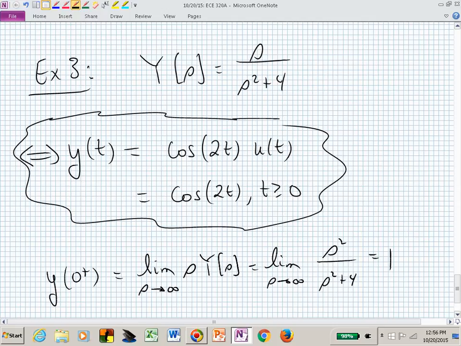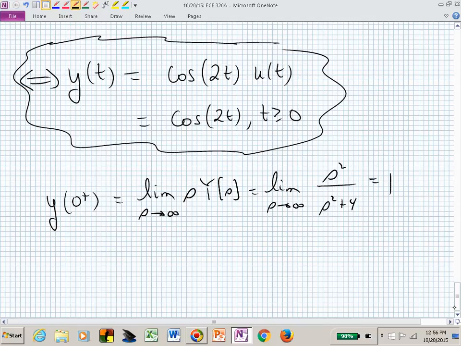Questions on those examples or the way to apply the initial value theorem? The initial value theorem is not as constrained to apply as the final value theorem. Final value theorem, you have to check some things. And what you're checking is, are all of my poles in the left half plane?